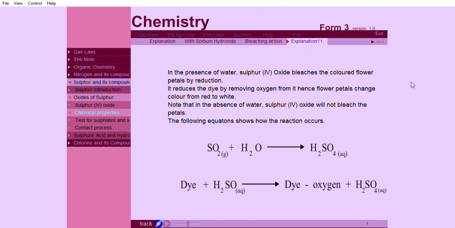It reduces the dye by removing oxygen from it, hence flower petals change color from red to white. Note that in the absence of water, sulfur 4 oxide will not bleach the petals.